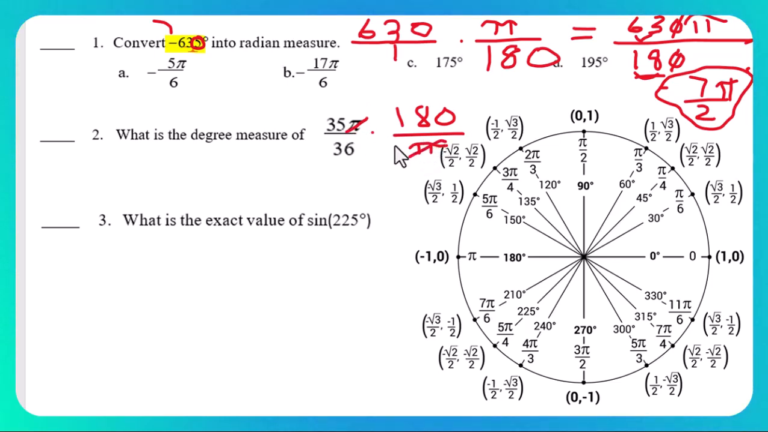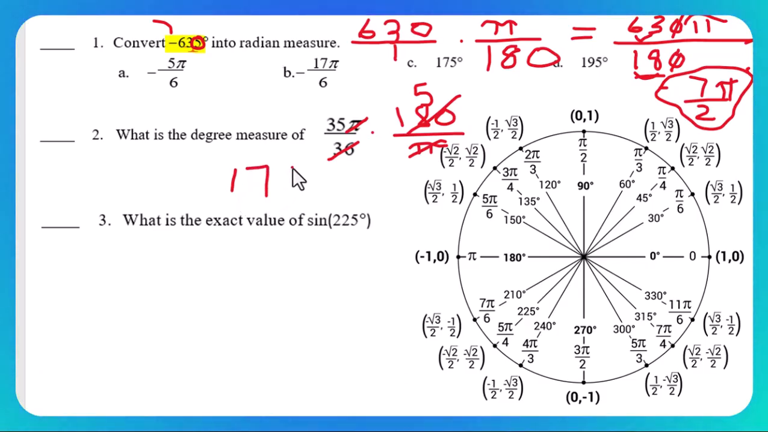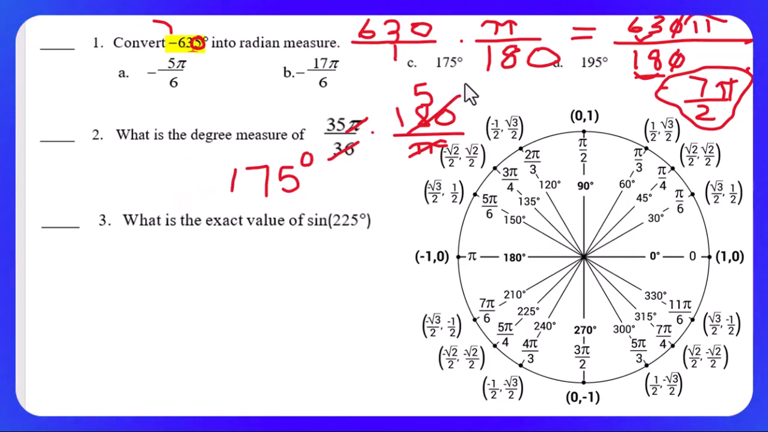So mark through that. And then 36 divides into 180 5 times. And then 5 times 35 is 175. You can use your calculator, multiply 35 times 18 and divide by 36. You're still going to get 175 degrees. Okay, and so I guess these answer choices went with question number 2.